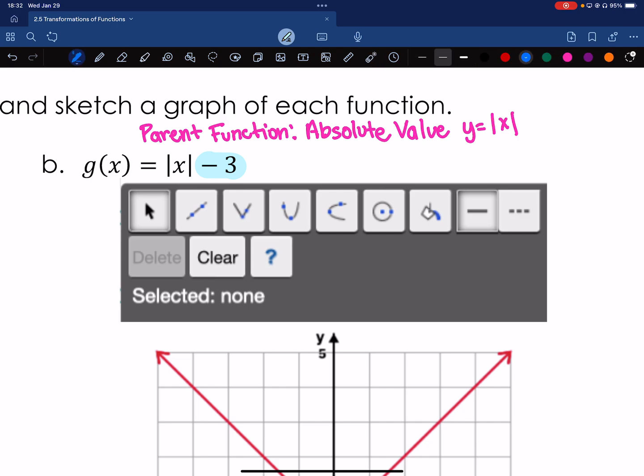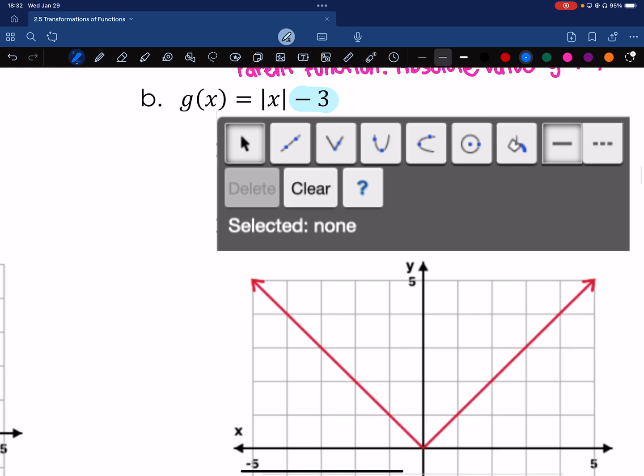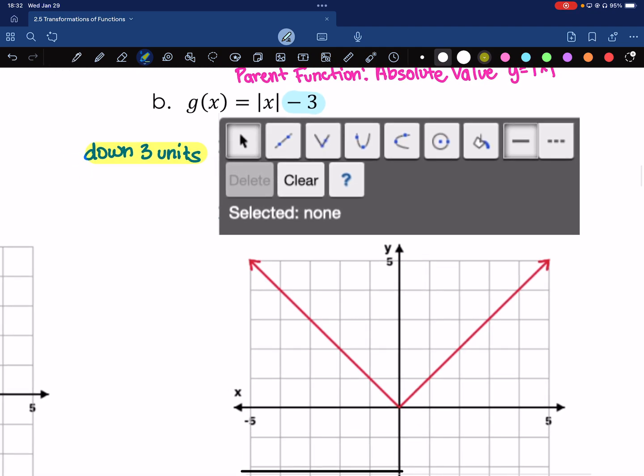The minus 3 is telling us that this function is going down 3 units. And they may add in a vertical translation down 3 or something like that. They may be a little bit more fancy with their wording than I am. So if we refer back to that first page that talked about the parent functions, we would pick this one right here.